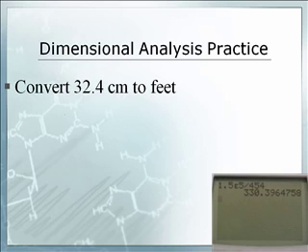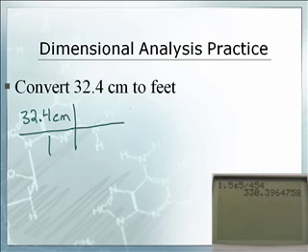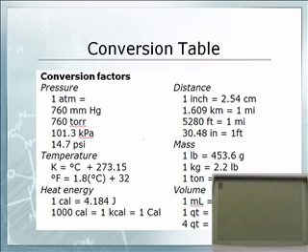32.4 centimeters to feet. So 32.4 centimeters over 1. Now I want to convert from centimeters to feet. Actually, I'm going to do this in a different way because I want to do 2 steps here. This is dimensional analysis practice. So 2.54 centimeters in 1 inch, and then inches in a foot. I know there's another way to do this using this fraction, but we want to do a multi-step problem because you need to see that.